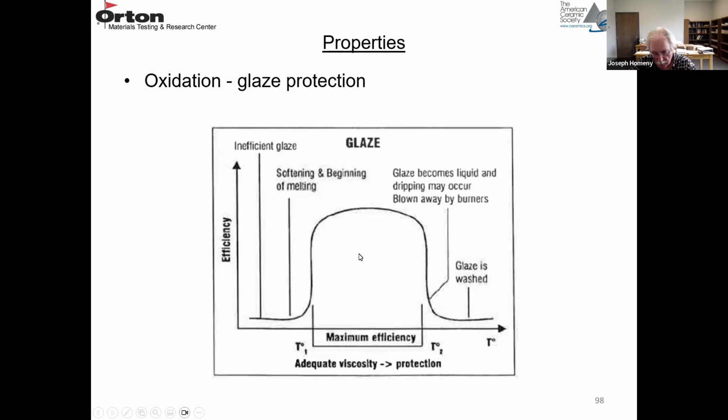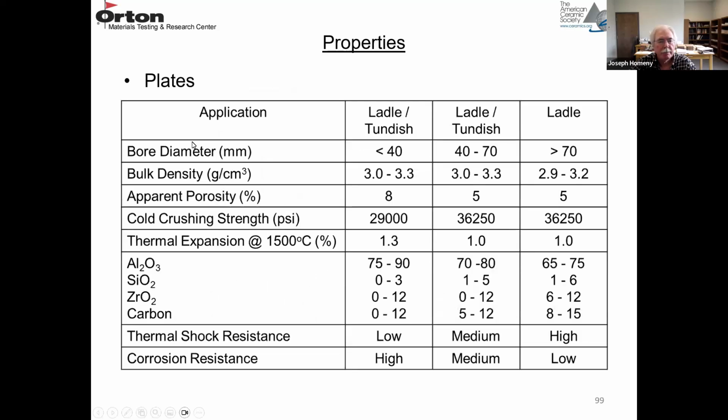So if you're putting a protective coating, you have to be aware of the viscosity temperature relationship so that you put the best coating on the composite for the most efficient blocking of oxidation.